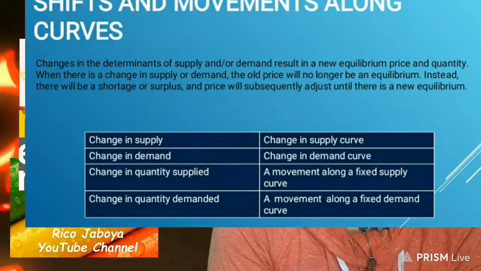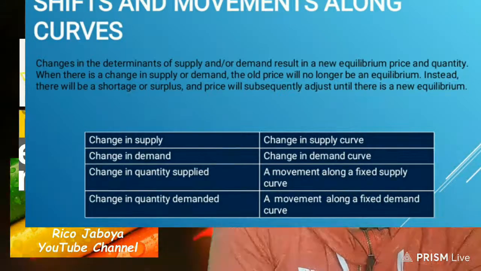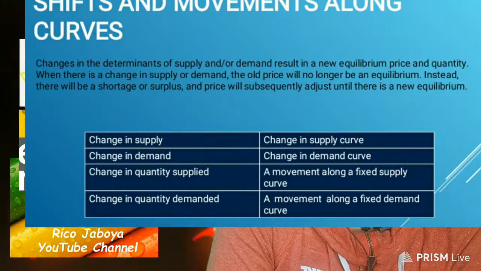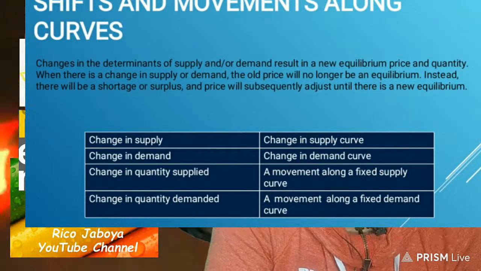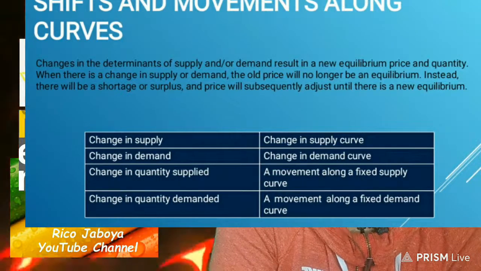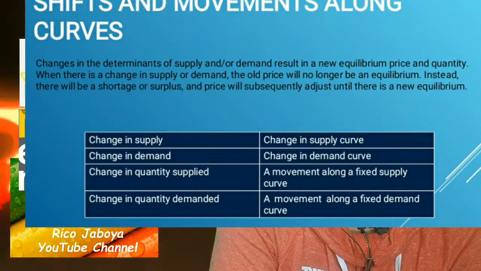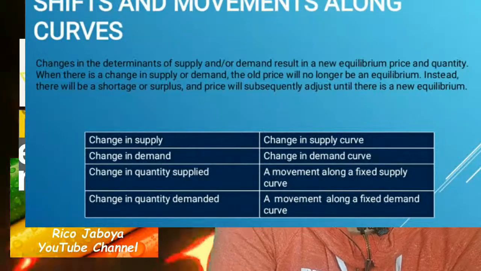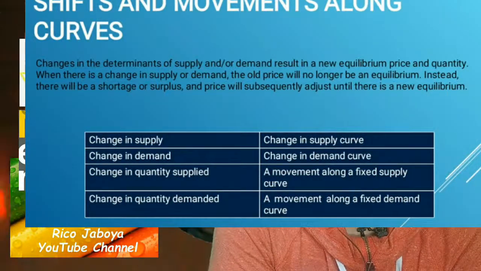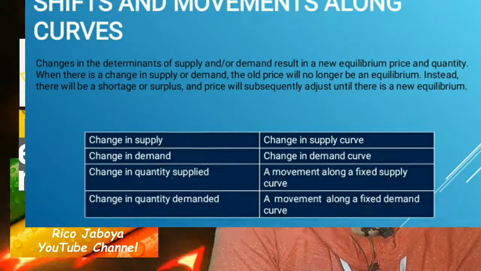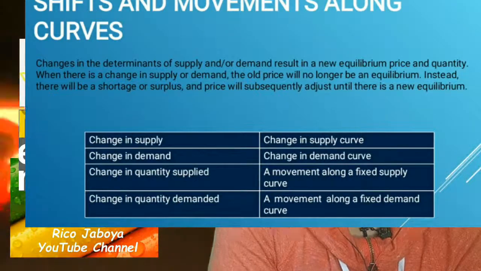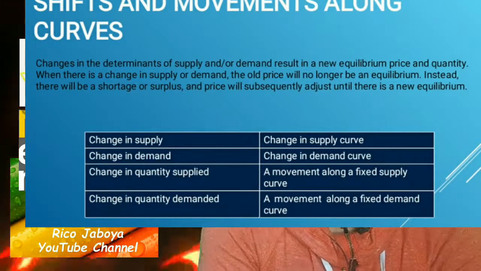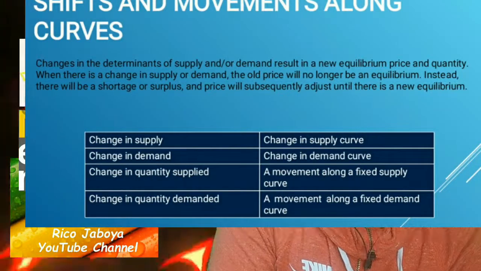Now, in terms of movement, ang ibig sabihin nito, the determinant is the price. Doon lang tayo nakatingin sa presyo. Kaya hindi tayo lalabas dito ng curve. We're not going to move out of the curve, right? So change in quantity supplied is a movement along a fixed supply curve, right? So movement yan sa loob lang ng curve.